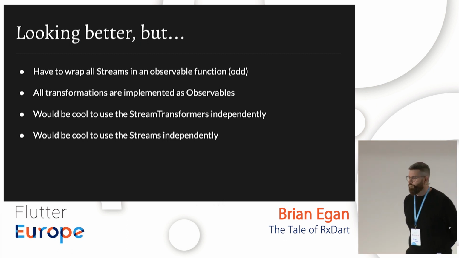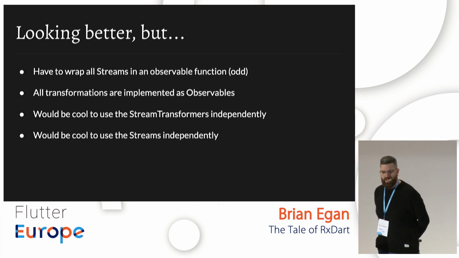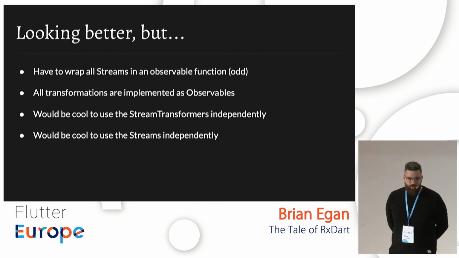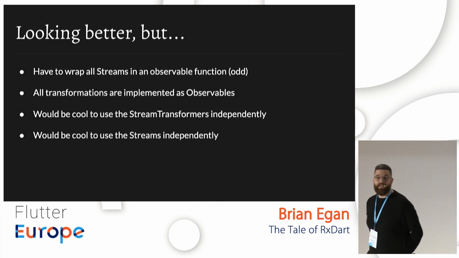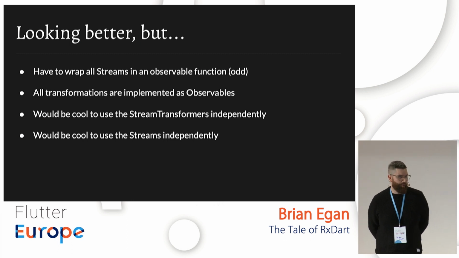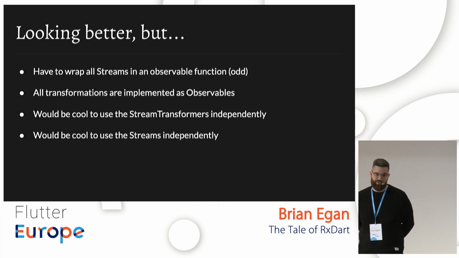To me, if you want something to return an object, it should probably just be a constructor for that object, not a function that sort of creates it. It's just a little weird. It felt a little JavaScript-y or something. And all transformations were implemented as observables. So basically, you didn't have any stream transformers in the library at all. If you looked at all the methods, they would essentially just create a brand new stream.